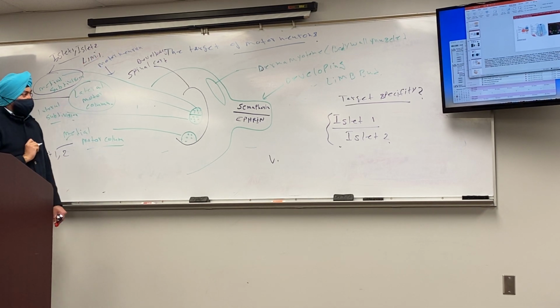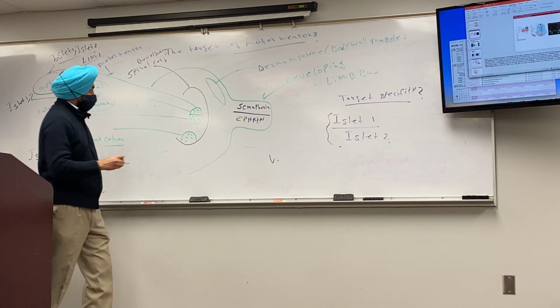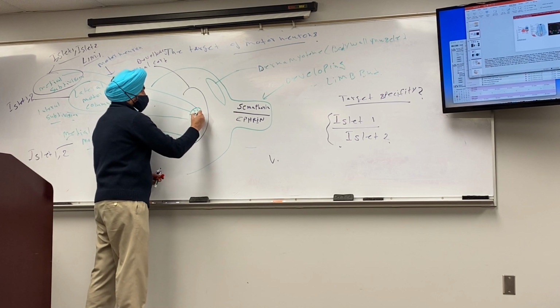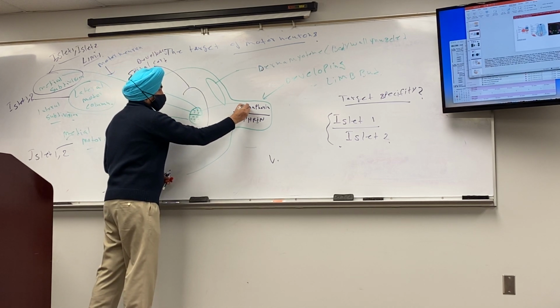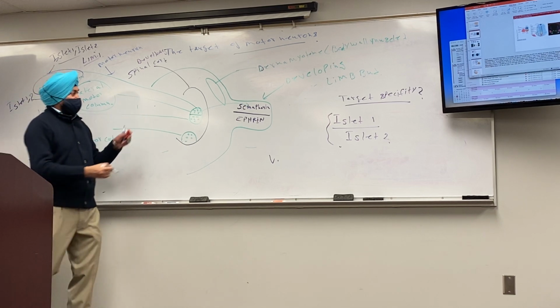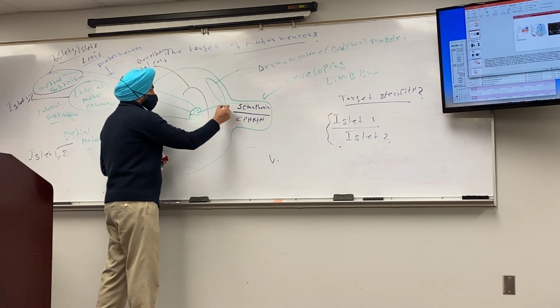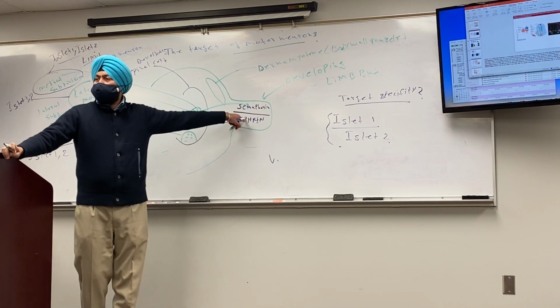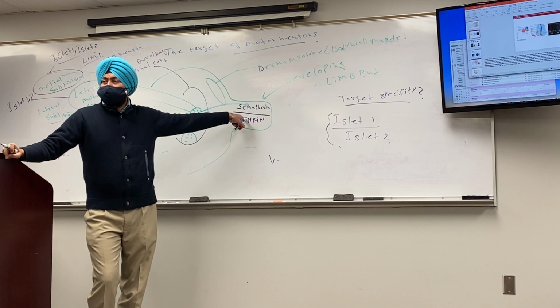And when they start expressing limb 1, what happens? From here, these neurons move here. Why do these neurons' axons move here? What can be the reason? Why don't they come here? What do you think?